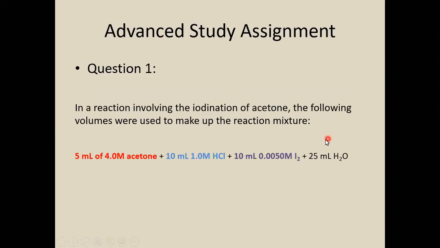So the first question involves this reaction mixture here, which is 5 milliliters of acetone, 10 milliliters of HCl, and 10 milliliters of iodine. So that's a total of 25 milliliters of reagents. We're adding an additional 25 milliliters of water to bring that total volume up to 50 milliliters. So the first question that we're going to answer involves this particular mixture.